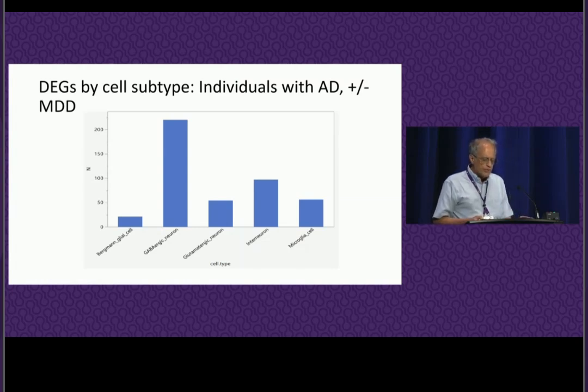This slide shows the number of differentially expressed genes, or DEGs, by cell subtype for the AD cohort. The differential calculation is for presence of a diagnosis of MDD. The highest number of DEGs, slightly over 200, is for the GABAergic neurons. There are around 50 DEGs identified for glutamatergic neurons and microglia.